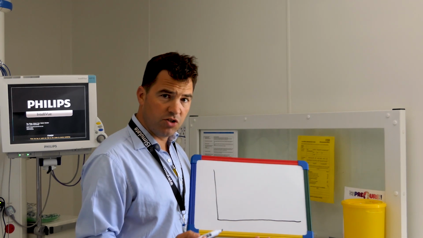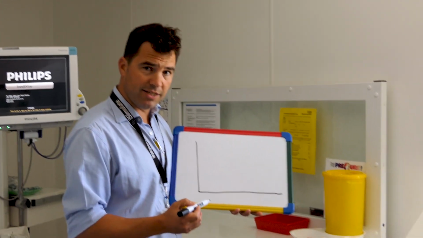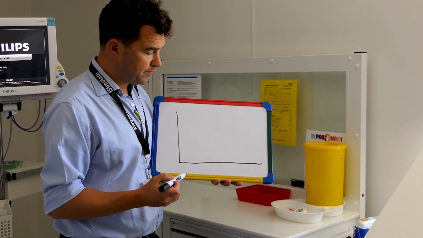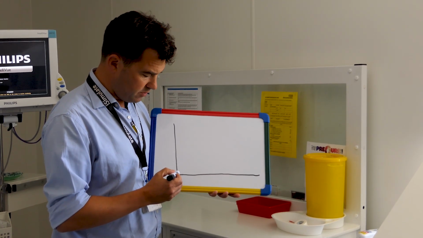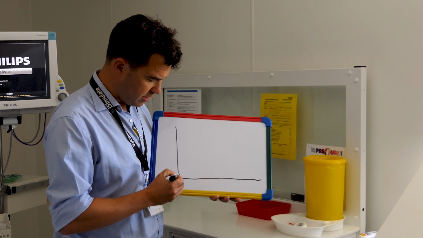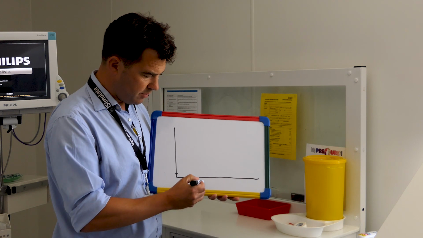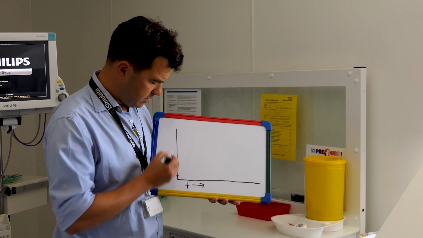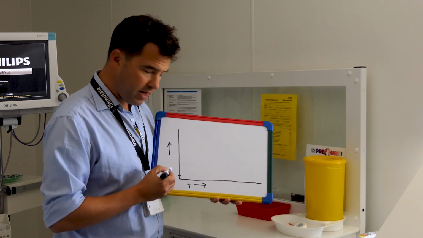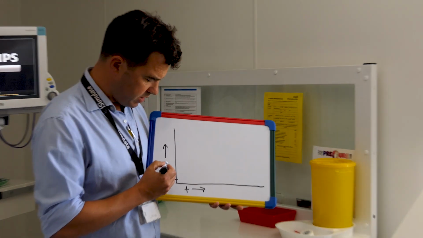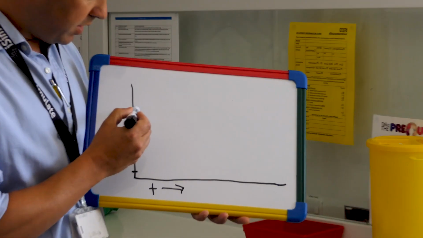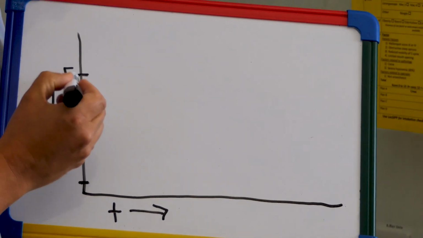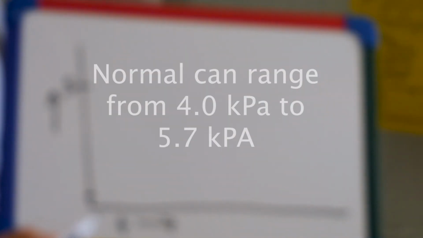Now, end-tidal CO2 is a trace of the waste gas as it's being expired. And what you see in a classic trace, if we look at our scale here, this is time along the bottom, and this is CO2, usually measured in kilopascals, along the side. A normal end-tidal CO2 for most people will be about 5.